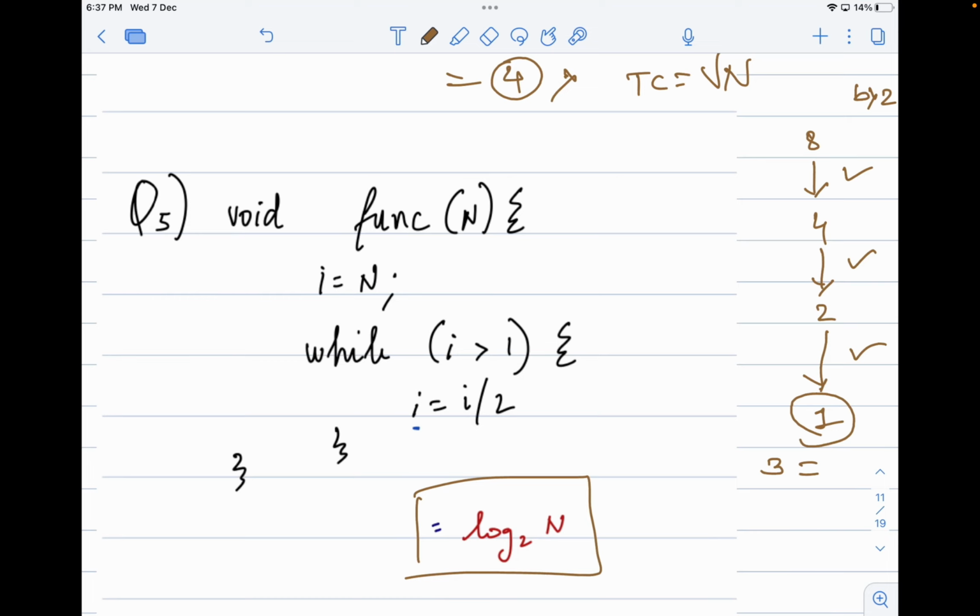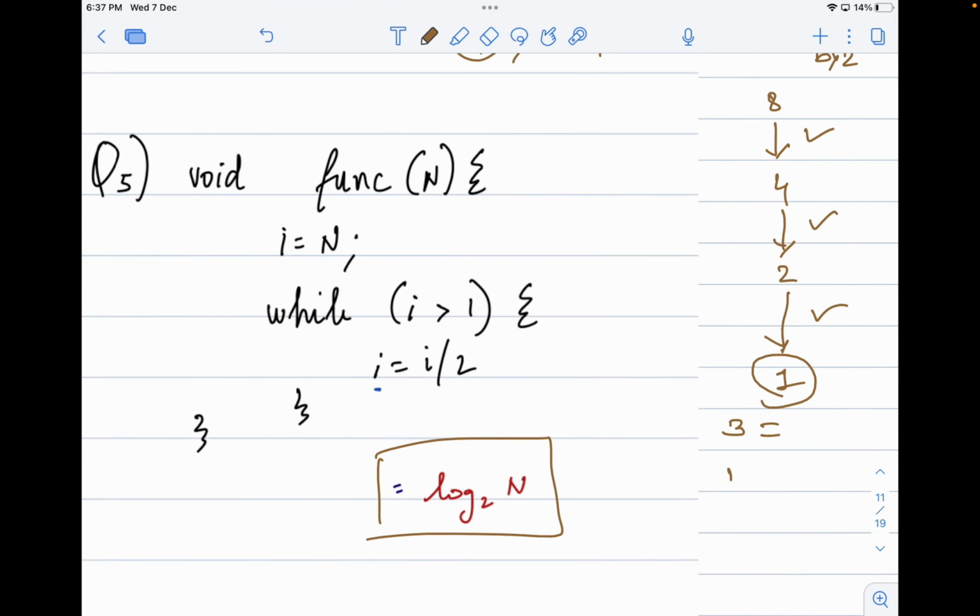So how did we calculate it in the last video? Log base 2 raised to what power of 8? Nothing but 3. So how much is it taken? 3 here. So in this program, how is it happening?